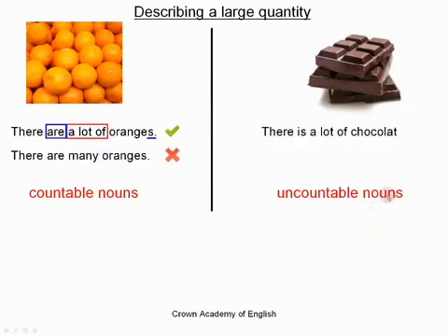And for uncountable nouns, it is the same. We use the same expression, a lot of, but since it is an uncountable noun, since uncountable nouns are only singular, there's no S here, then the verb is singular too. So this is the third person singular of the verb to be. So that is correct.